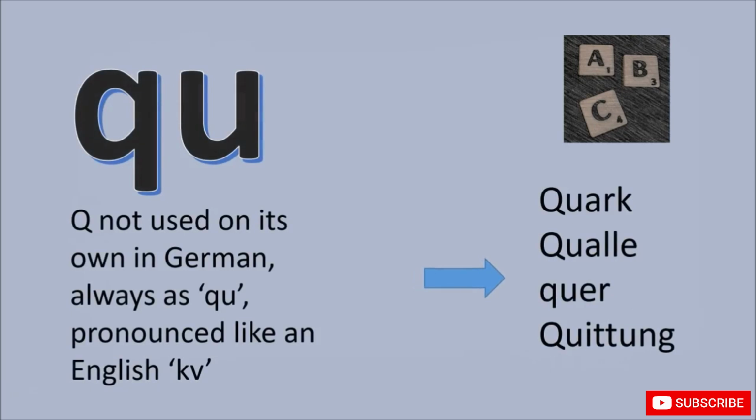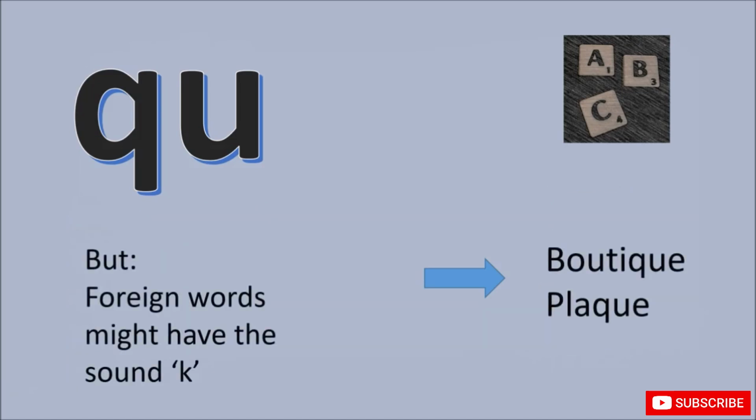Q. Q on its own, it's not used in German. It's always as the combination of QU. And that's pronounced like in English kv. So Quark, Qualle, Quer, Quittung. But foreign words might have the k sound. Boutique, pluck.